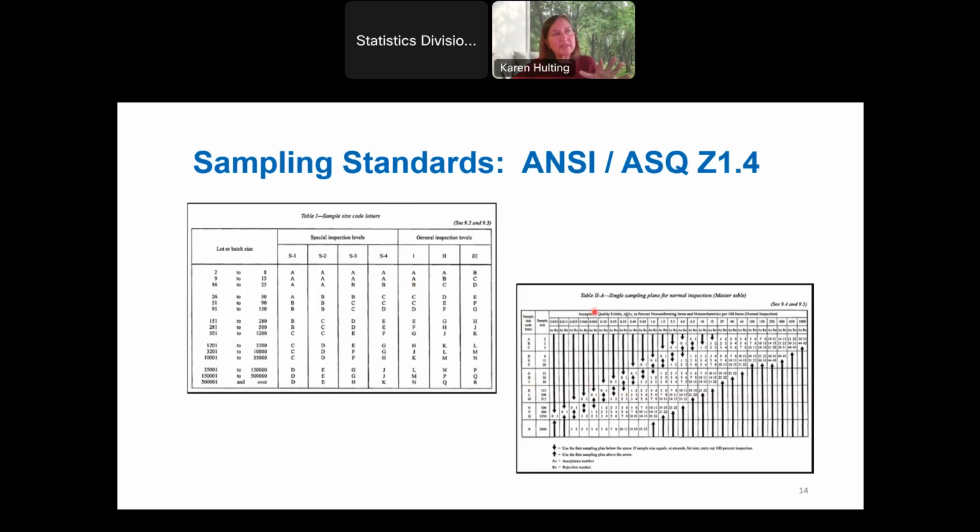And so what's going on with this is the letters, as you move away from A to letters beyond in the alphabet, you're getting a more protective sample plan, right? It's higher lot size, and so it's more protective. They don't all have the same AQLs and LTPDs.